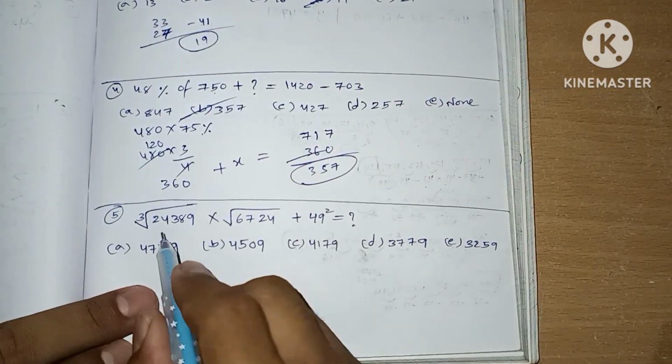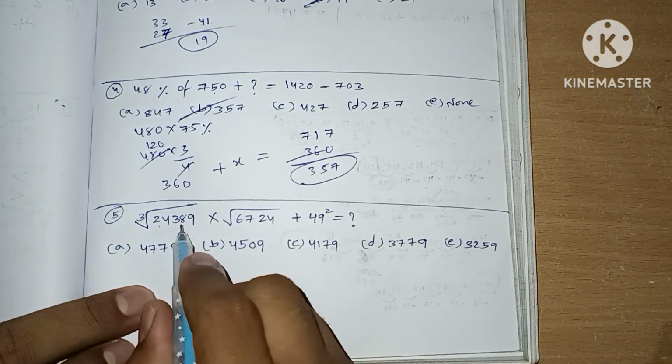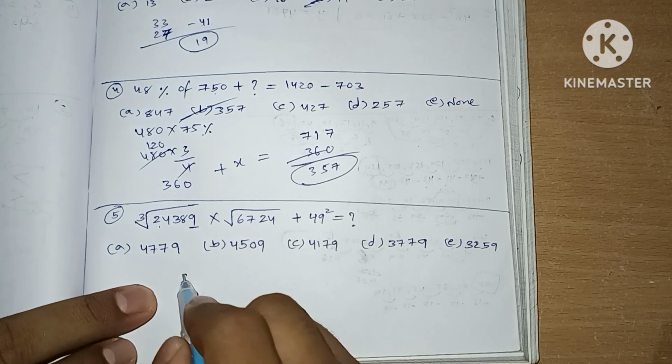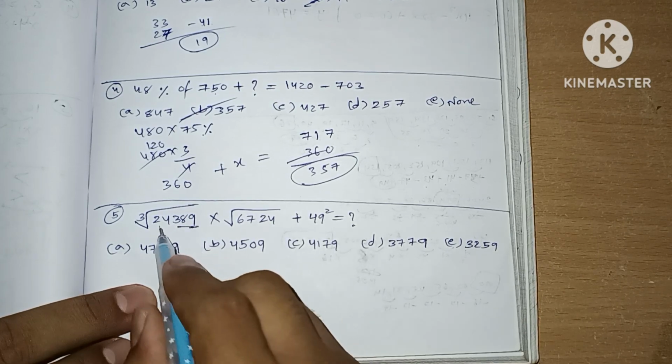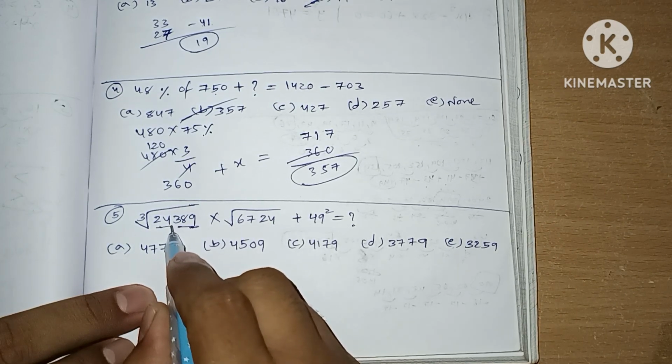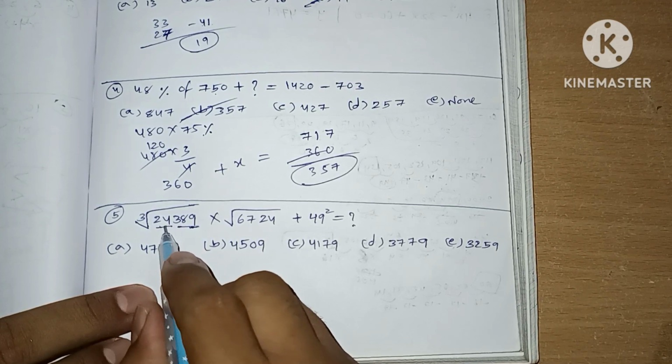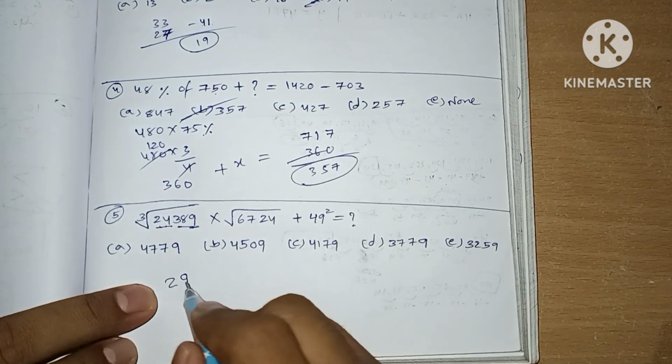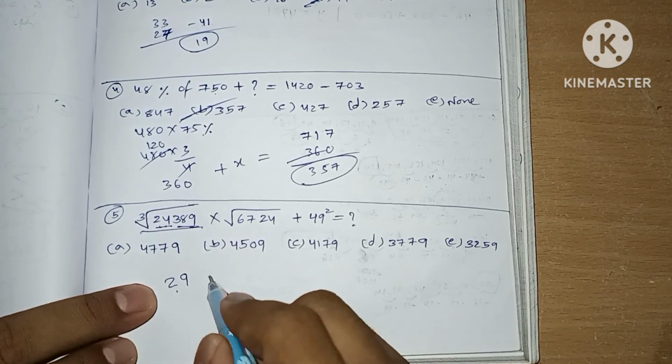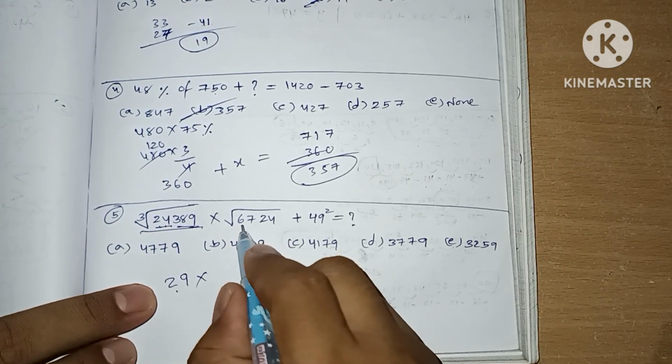Next, fifth question. Cube root of 24389. So unit digit is 9. Leaving 3 digits, 24. Nearest cube, which will be 2 cube 8, 3 cube 27. So greater than this number, so it will take 2 cube. So answer for this one is 29 into 6724.